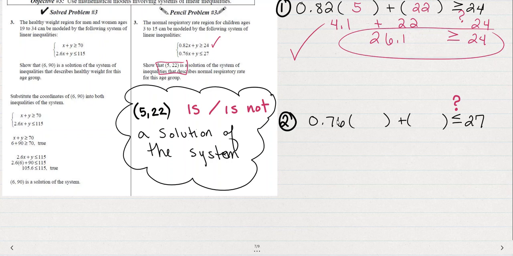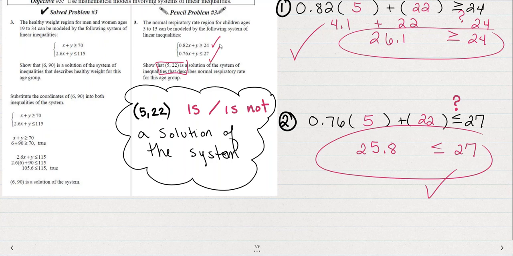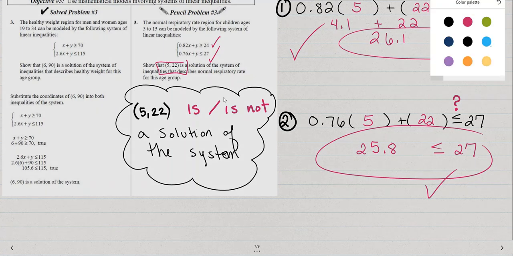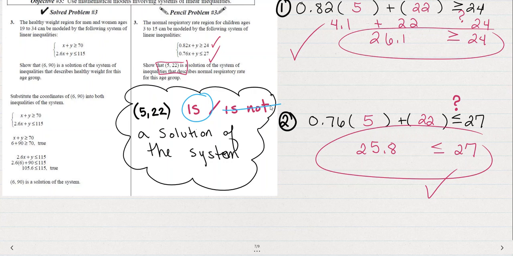Let's check the second inequality, 7/600ths times 5 plus 22. If I put that on a calculator, I would get 25 8/10, which is in fact less than or equal to 27. So it looks like our ordered pair satisfies the second inequality as well. They're both true. So I can say that this is a solution of the system. (5, 22) is a solution.